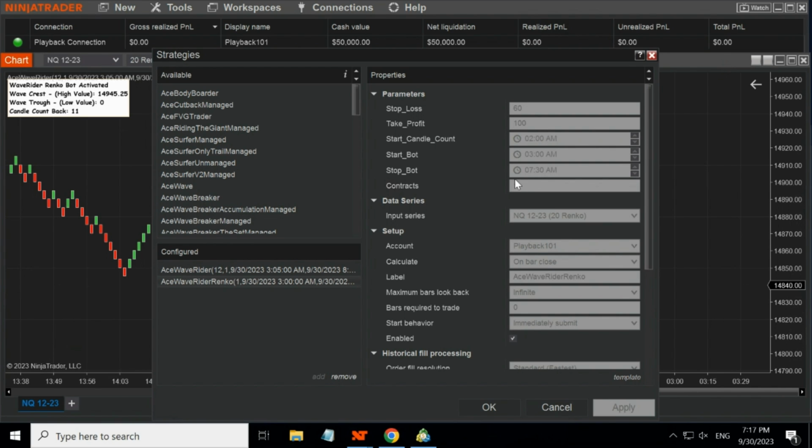I'm only going to run one contract because I'm asking for such a high TP. I don't need to have multiple contracts. I'm running on the NQ20 and obviously I'm running it on playback. This bot calculates its inputs on bar close, which I guess doesn't necessarily matter too much to you. It's just a different way of running the strategy. And we enable, and we go apply, and we go okay.